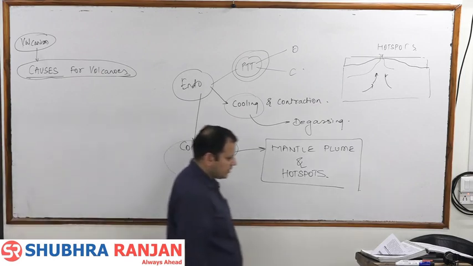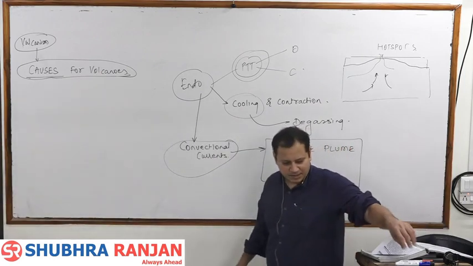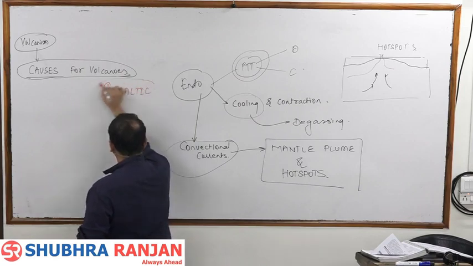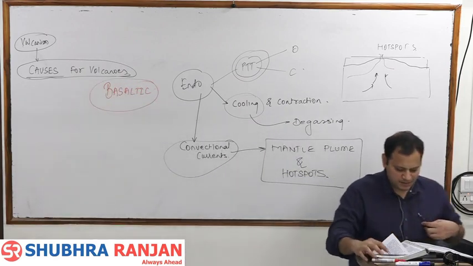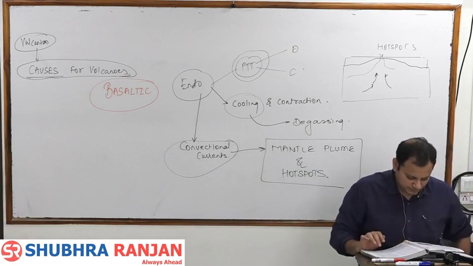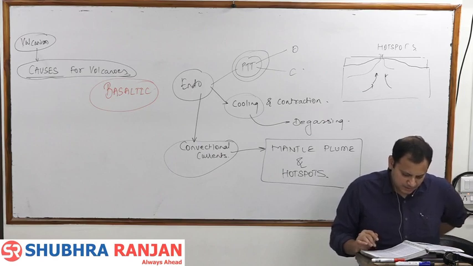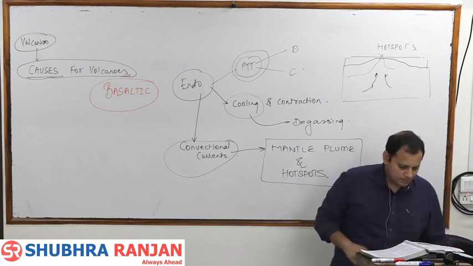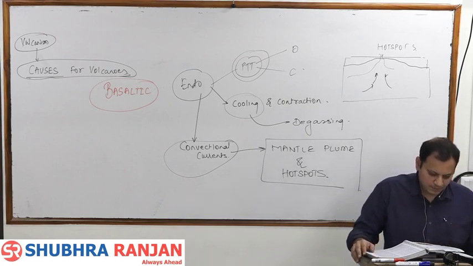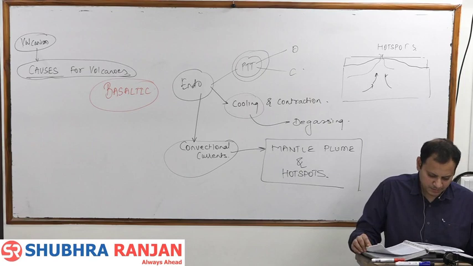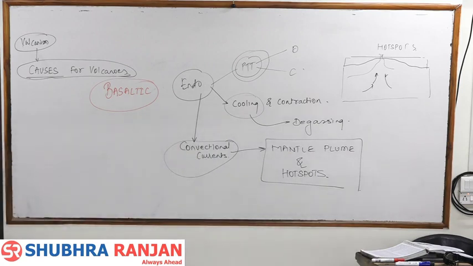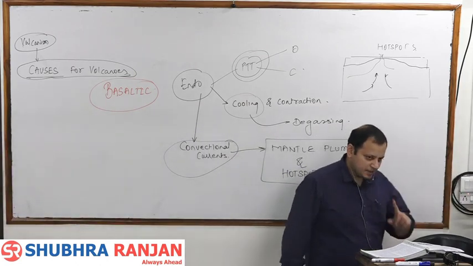Majority of the lava flow here, what will you write, andesitic or basaltic? It is basaltic, because such volcanic eruptions generate magma which contains around 40% silica and more iron.